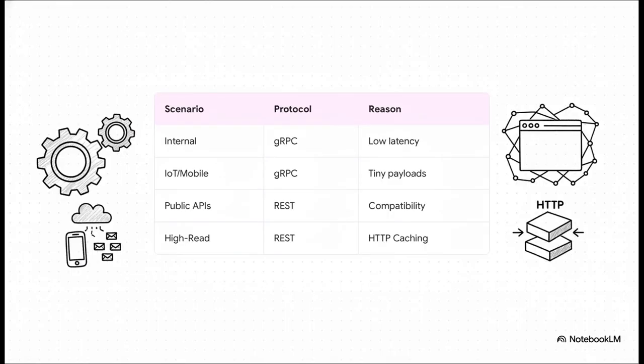As engineers, we have to be pragmatic. Use gRPC where its strengths truly shine, for heavy internal backend microservice-to-microservice communication, and for bandwidth-constrained environments like IoT devices or mobile telemetry, where those tiny payload sizes are absolutely critical. But stick to REST for your public-facing APIs and standard browser clients. In those scenarios, universal compatibility, ease of developer onboarding, and native HTTP caching are way more important than squeezing out a few extra milliseconds of throughput.